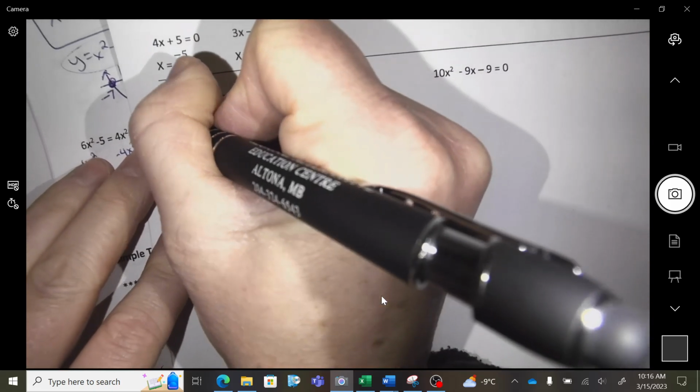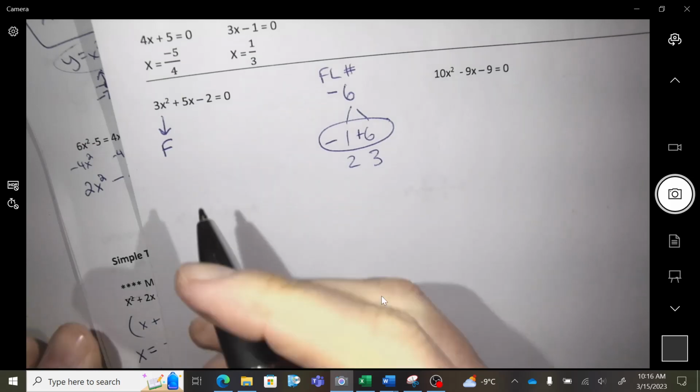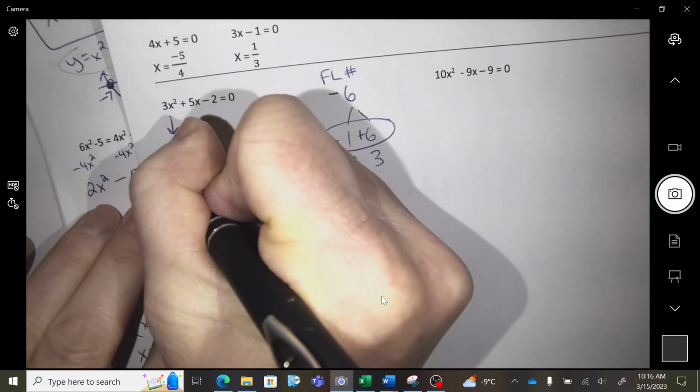Okay, I need you to write me. How could I possibly make that F? How could I produce a 3x squared? 1 and 3. 1x and 3x. That's it.